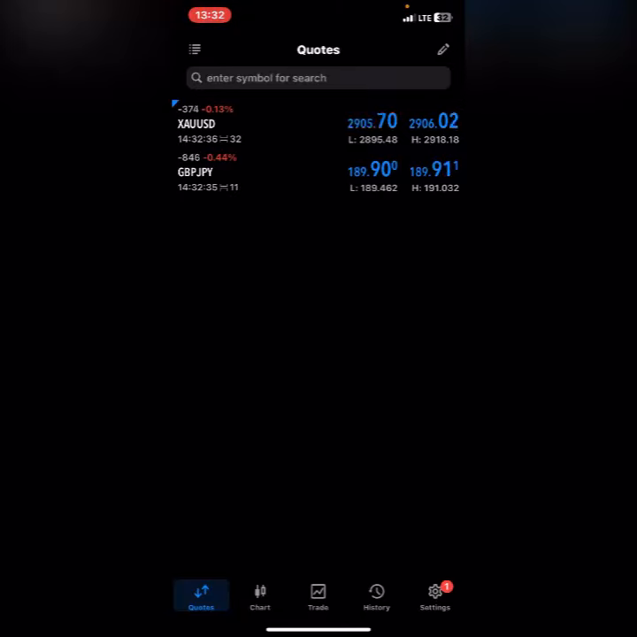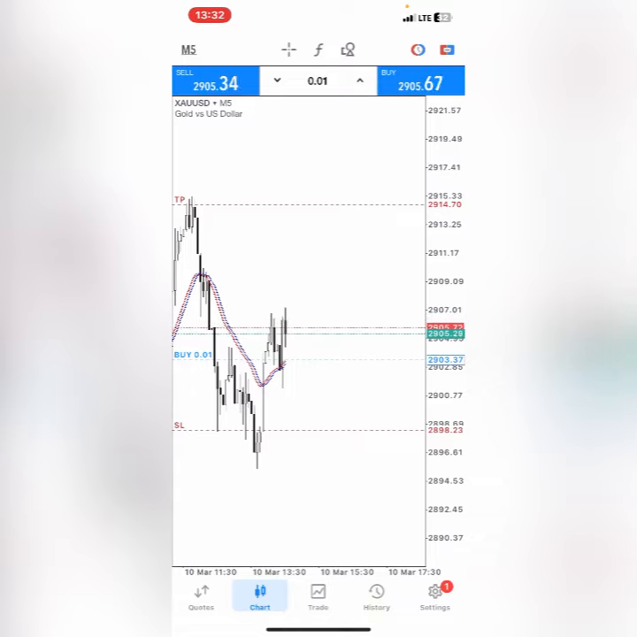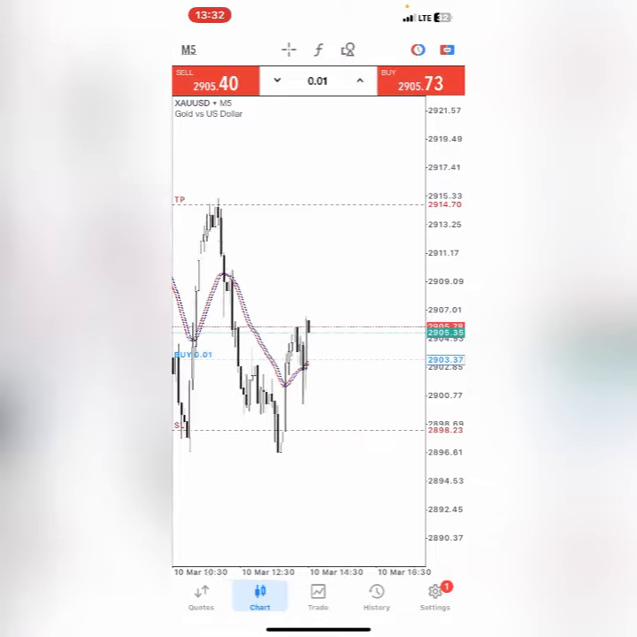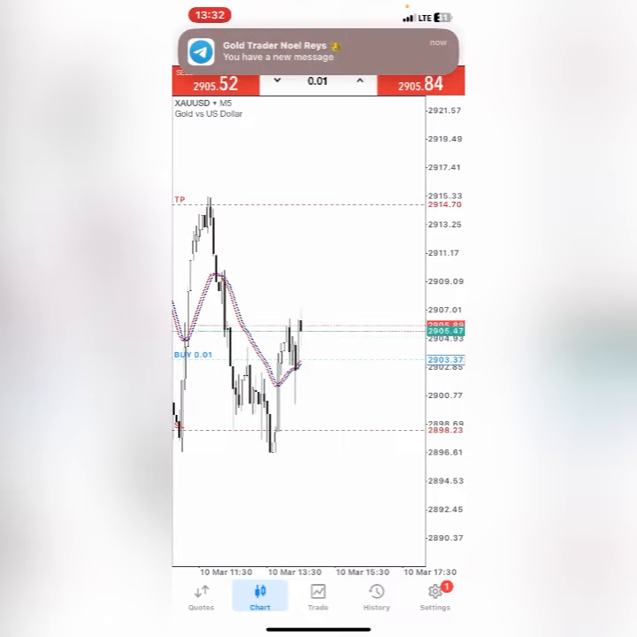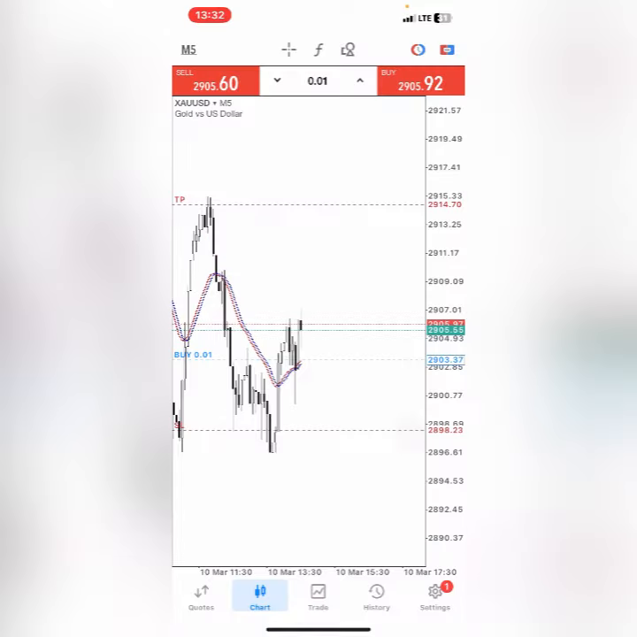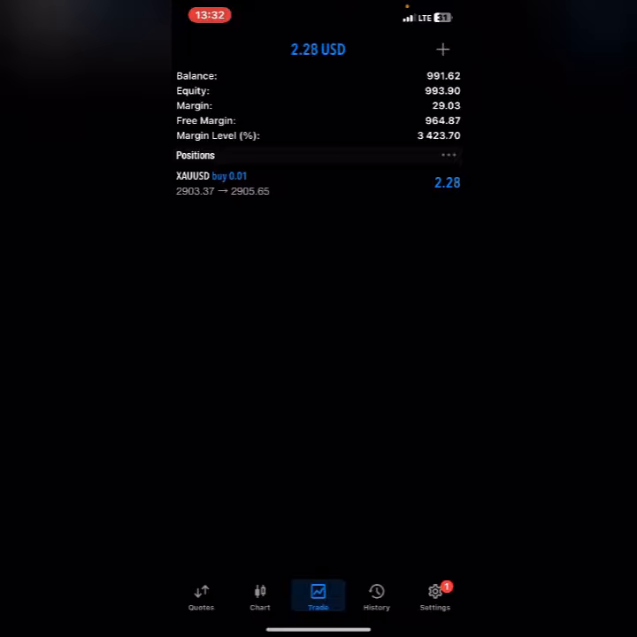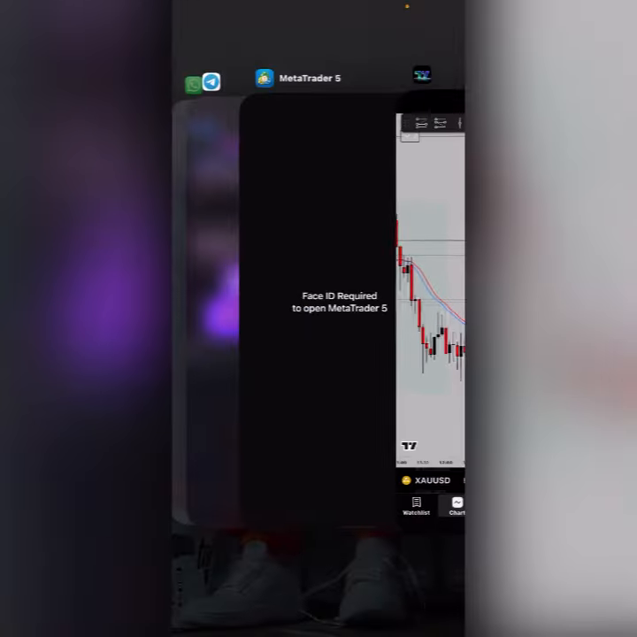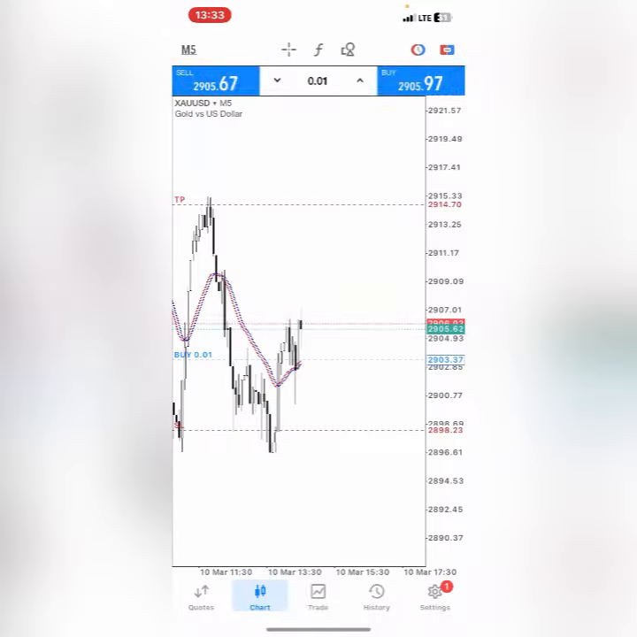Yeah, I took a trade on gold, and as you can see, this trade is currently running in profit, right? I took this buy trade on gold, and I'm currently in profit. You can see $2 up, right? And let me show you on my TradingView where I actually took this trade from.